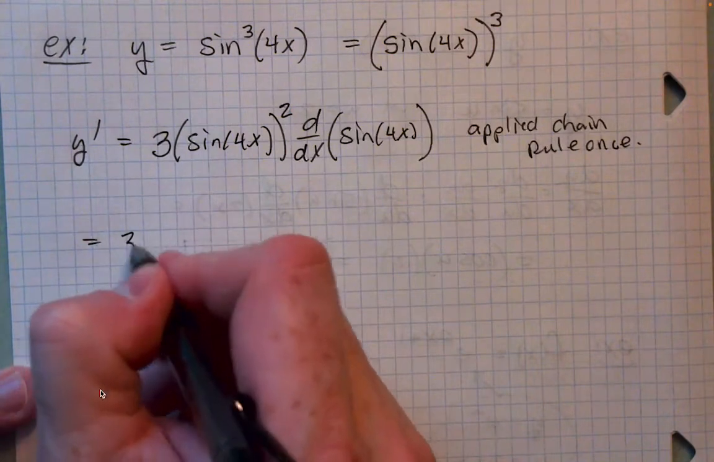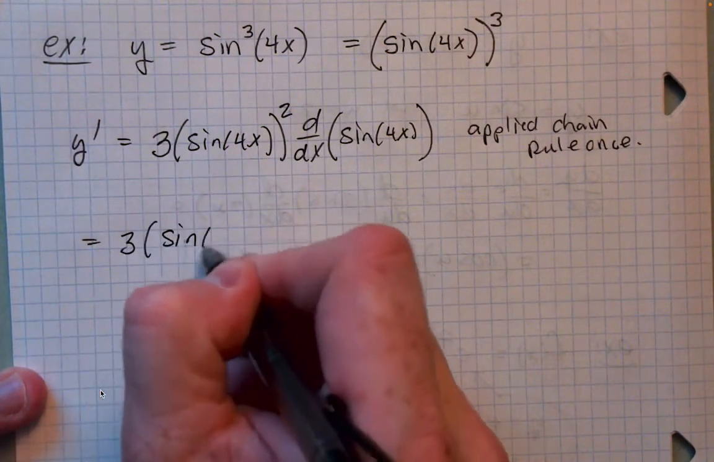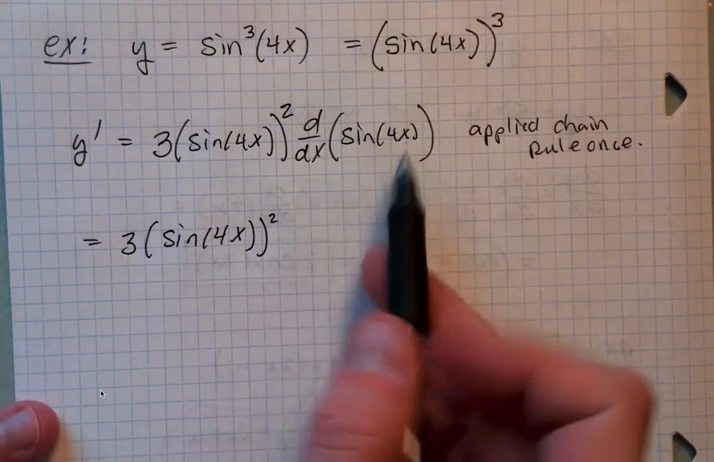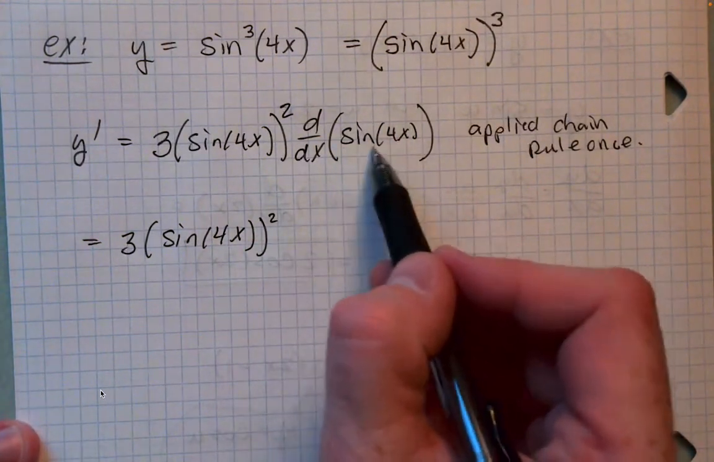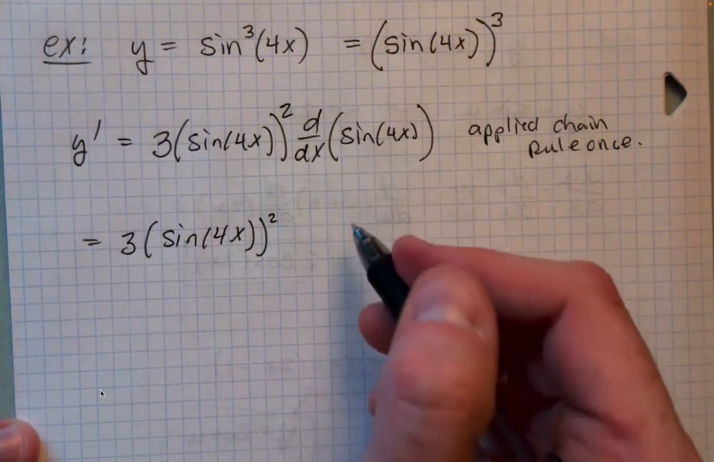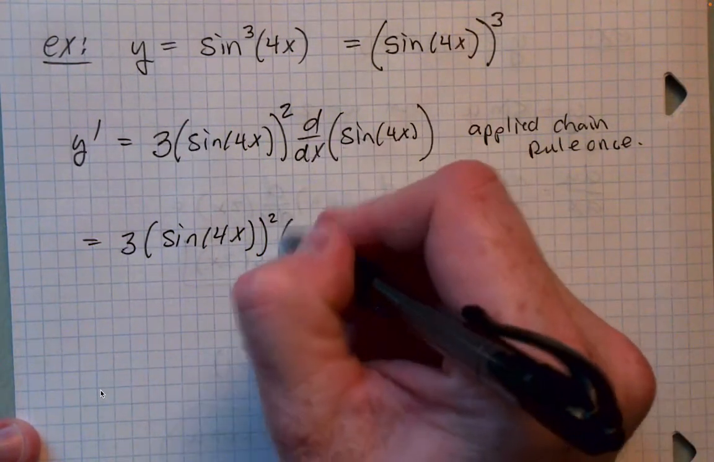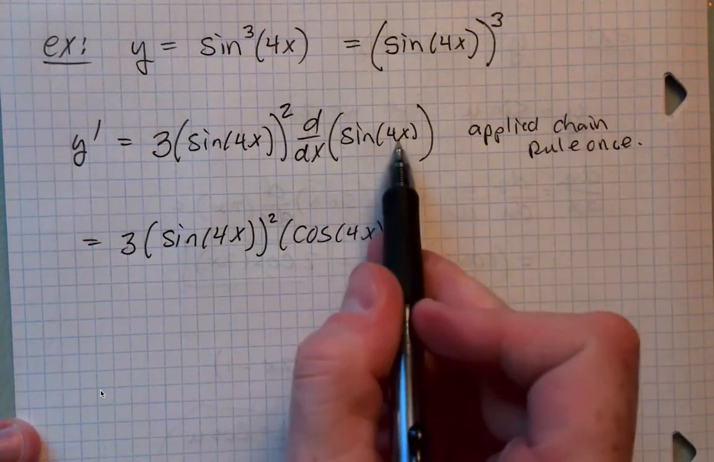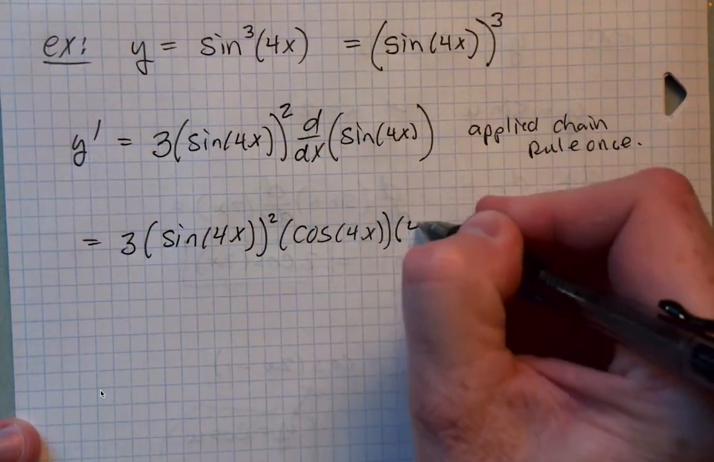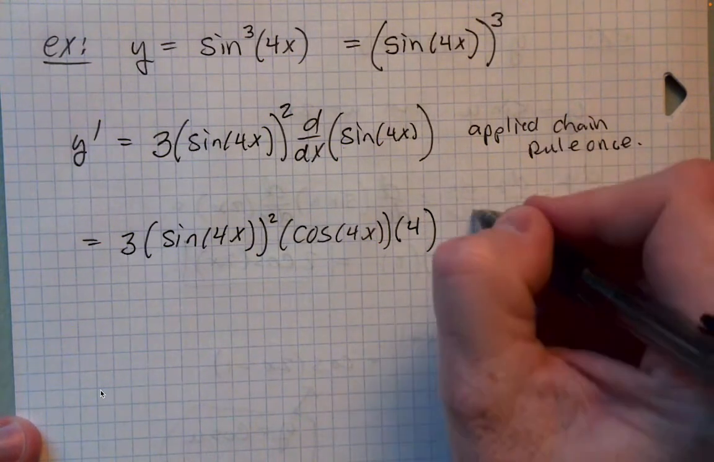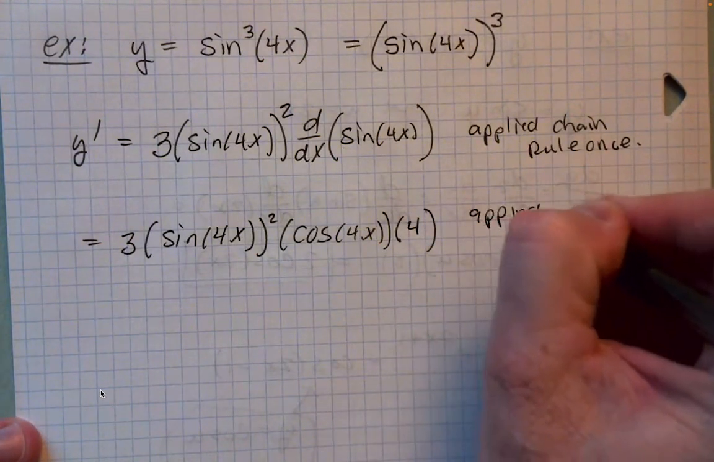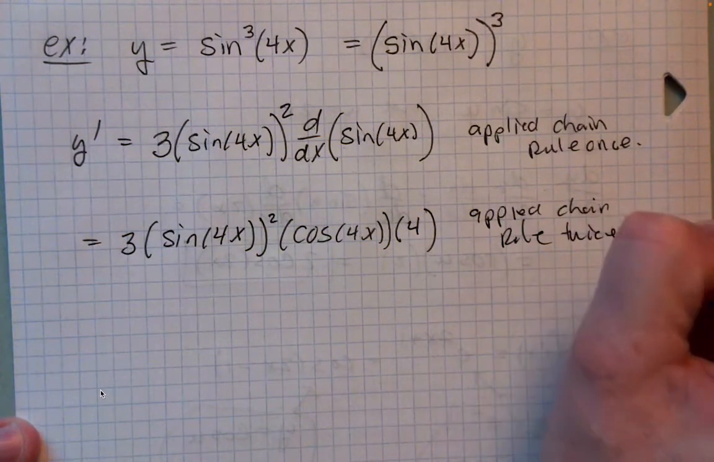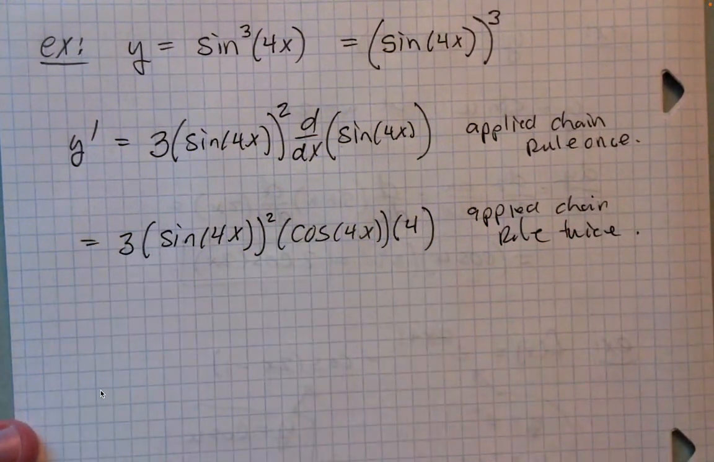And so what we would say is, let's retain all this stuff out front, and let's differentiate this piece. The outside function here would be the sine of u, which we know the derivative is cosine. And the inside piece here is the 4x, so the derivative of that is just 4. Right, so now we've applied the chain rule twice. Okay, and then you can just simplify this thing.